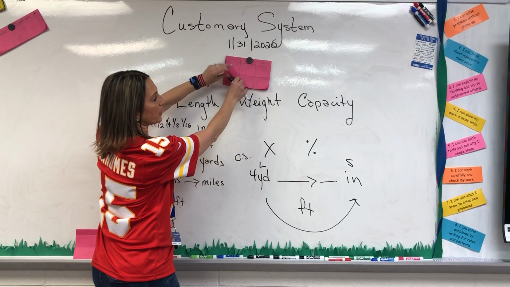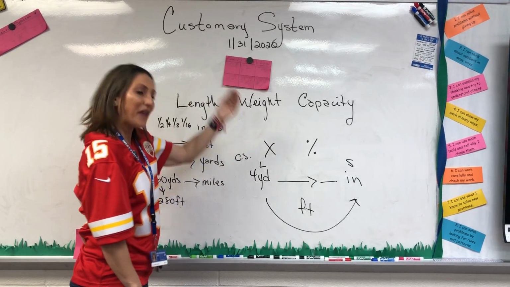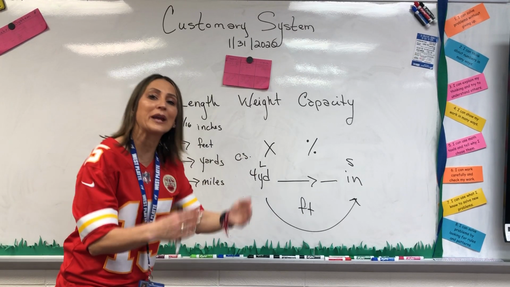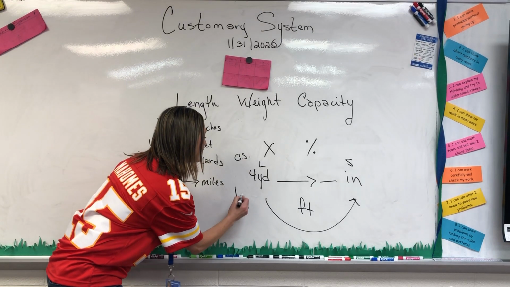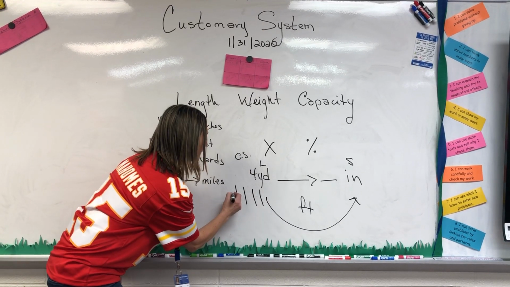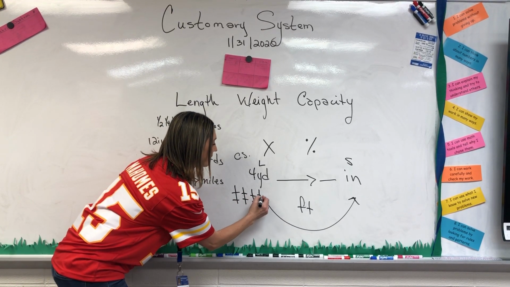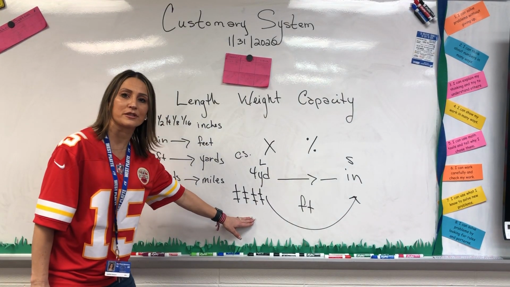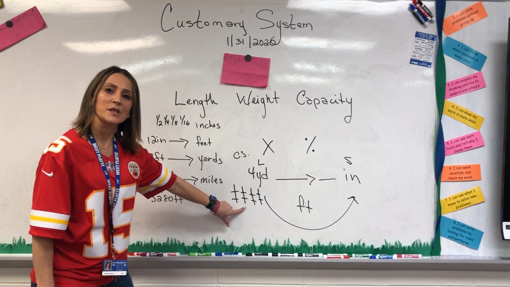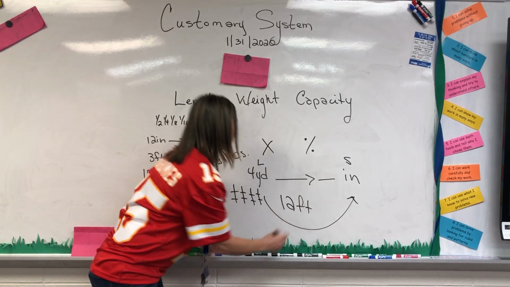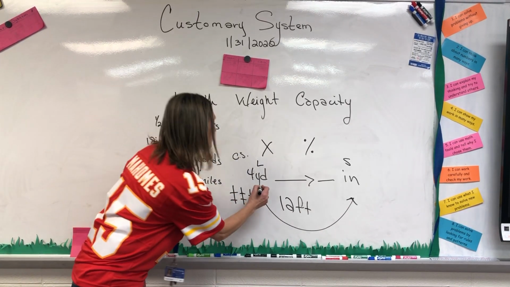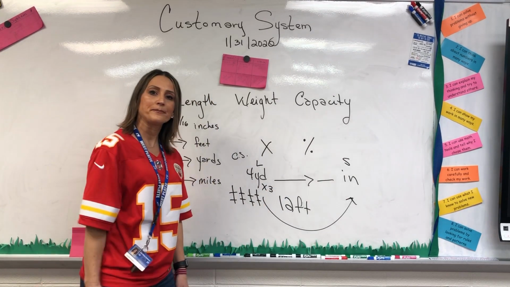And in their graphic organizer, which I won't flip back over, they will see that there are 3 feet to every yard. So if I have 4 yards, there are 3 feet in each one of those. 3, 6, 9, and 12. So there are 12 feet in 4 yards. I simply multiplied by 3.